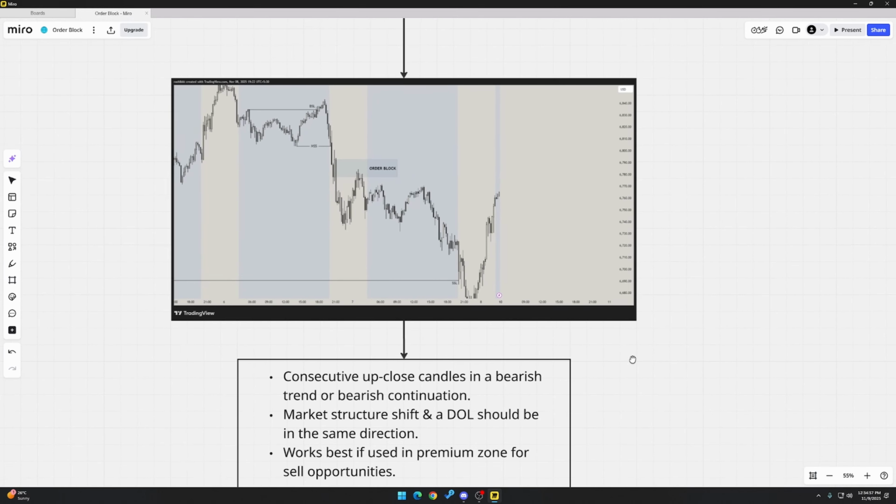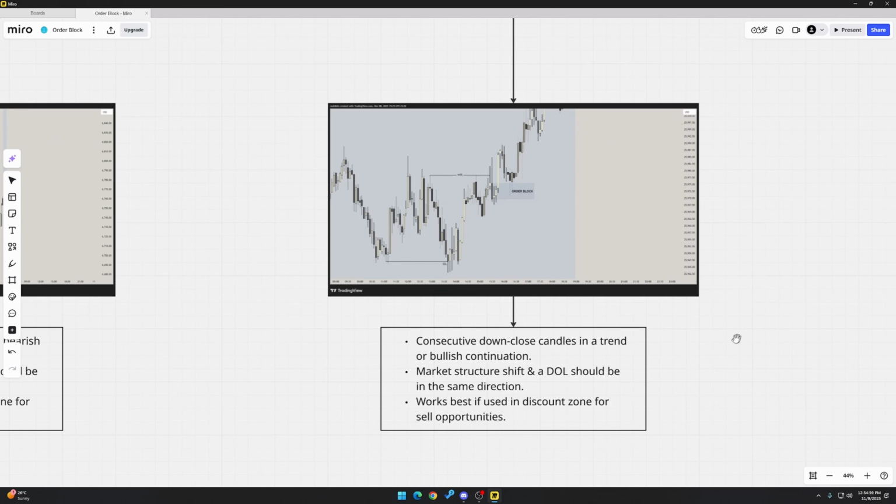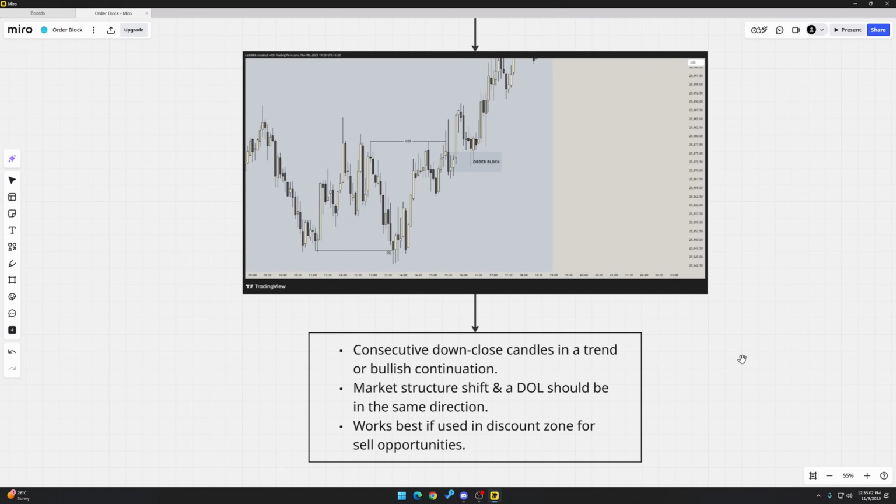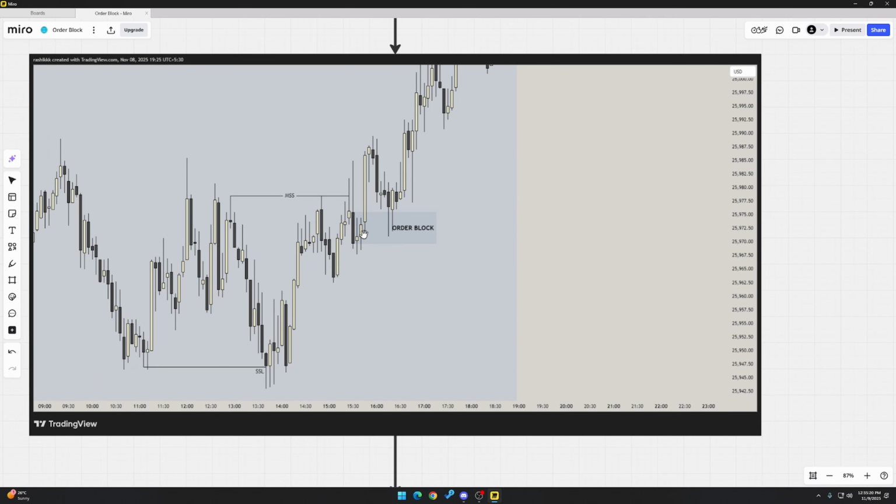Now let's look at a bullish order block. A bullish order block is a series of consecutive down-close candles in a bullish trend, or it can form after a liquidity sweep. Here we have a sell-side liquidity sweep, followed by a market structure shift to the upside, and then a single down-close candle forms. That candle becomes our bullish order block. You'll notice the market retraces back to this block before continuing its upward move.